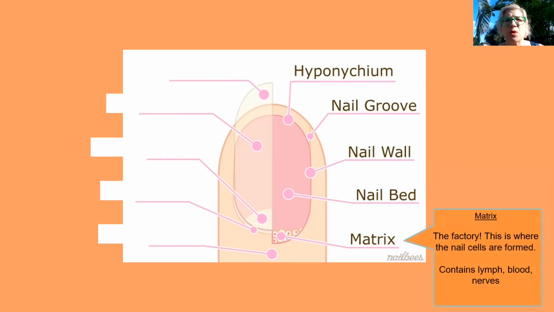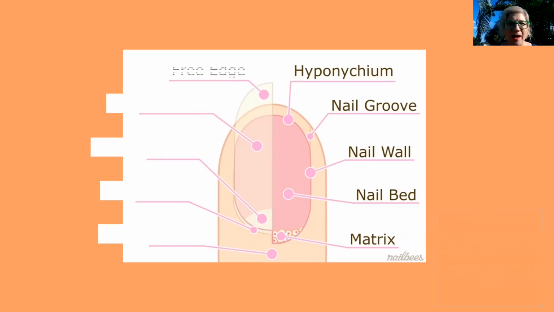Chances are your state board will ask you what part of the nail is responsible for the growth of nail cells. It's the matrix. This is where you find the lymph, the blood, and the nerves, okay? It's also where we have the most pain. So if we smash our finger in a door and it turns all purple and it's hurting so bad, we've probably damaged the matrix. It's all the way down here at the base of the nail, okay?